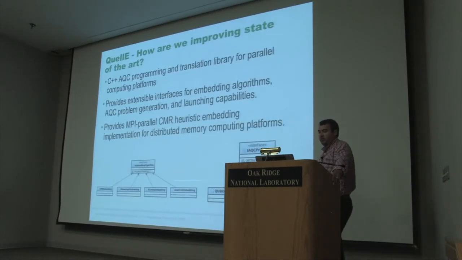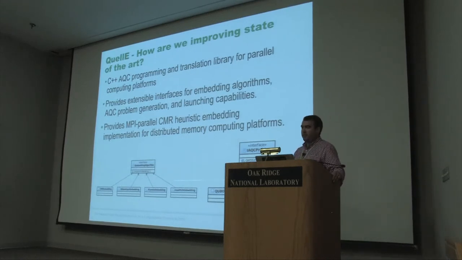So what we started to do this year is to provide an improvement on top of that algorithm. We developed a C++ library called QUELL. QUELL, to suppress, with the extra E, QUELL embedding. It provides an AQC programming and translation compilation type library for parallel computing platforms. So whereas the existing D-Wave heuristic algorithm is going to execute Dijkstra's algorithm a whole bunch of times, what if we could distribute that work over a larger computing system? And that's what QUELL tries to do.